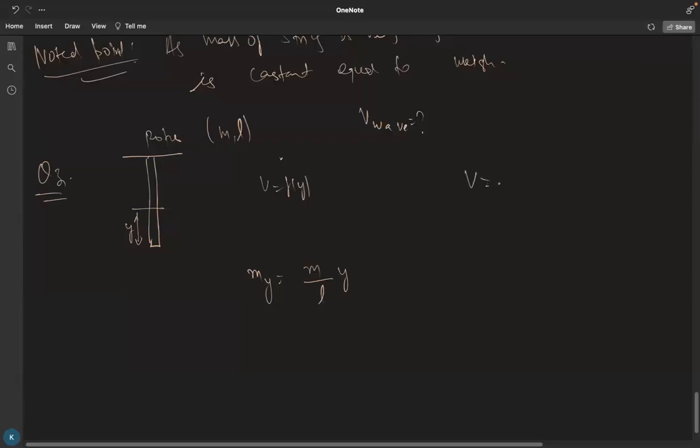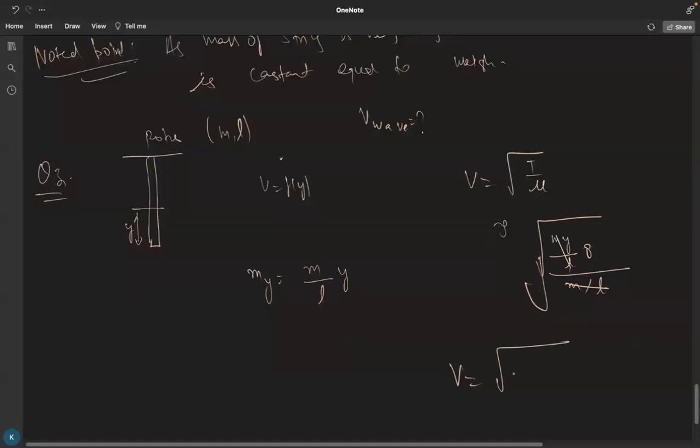Now the velocity is equal to, we all know, root under T by mu. So our tension is nothing but m by L into g times y, and mu is nothing but mass per unit length, m by L. So these get cancelled, and we get the velocity as a function of y, which is root under y into g.